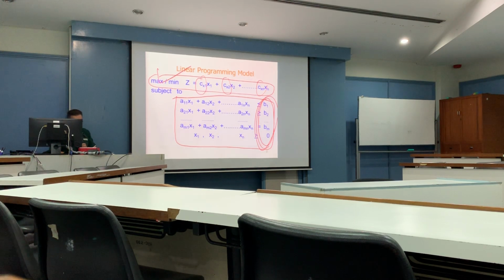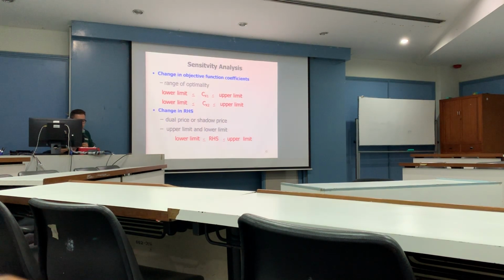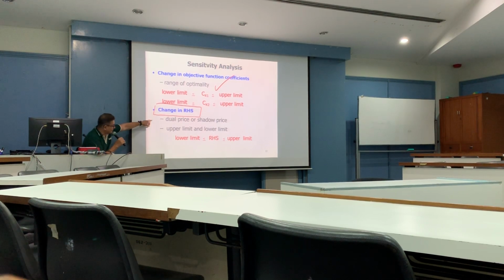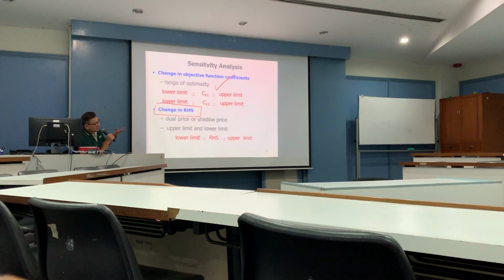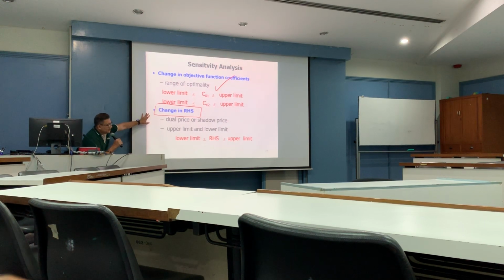So what happened? This one we did already. For changing the right-hand side of the constraint, we're gonna find two things. The first thing is the dual price, or sometimes we call it shadow price, the same one. And the second one is the range of changing the right-hand side. This is the second one that we're gonna analyze for safety analysis. Based on the change of the right-hand side of the constraint, we're gonna find two things: dual price or shadow price, and the range of changing the right-hand side.